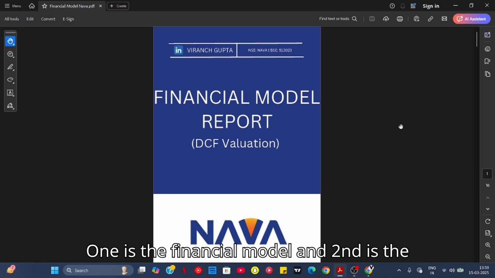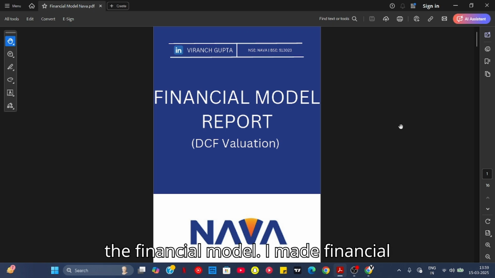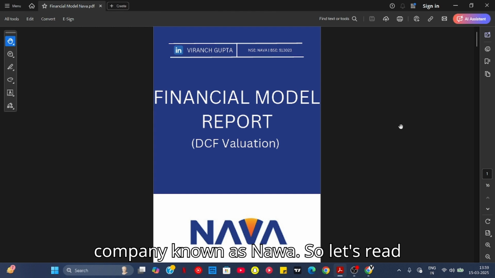One is the financial model and second is the predictive models. So let's start with the financial model. I have made a financial model with the name of the company known as Nava.